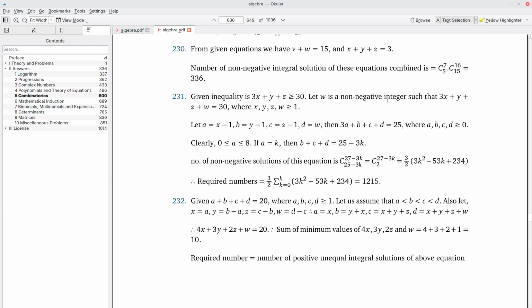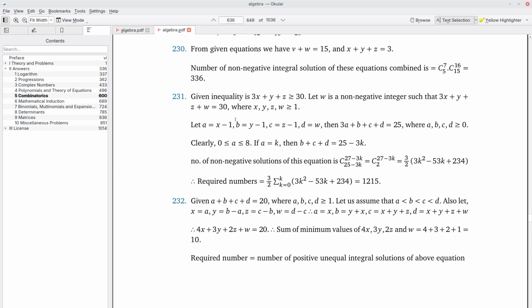Let w be a non-negative integer such that 3x + y + z + w = 30. Here x, y, z are greater than or equal to 1 and w is greater than or equal to 0, because w is non-negative, so it can be equal to 0. Now, we let a = x - 1, b = y - 1, c = z - 1 as well, and d = w. We get 3a + b + c + d = 25.